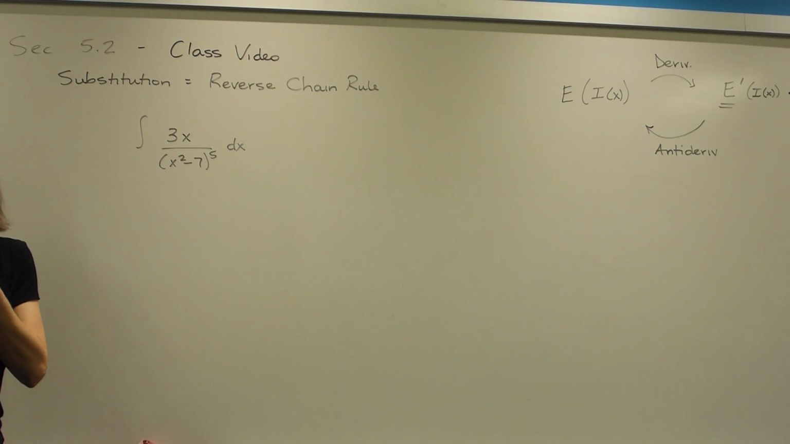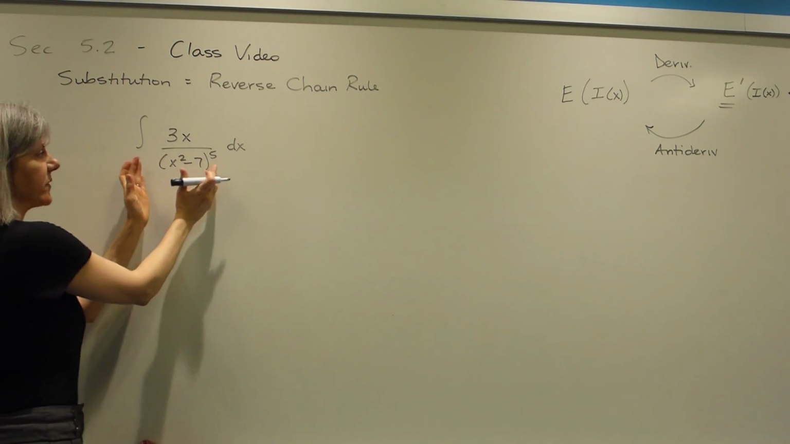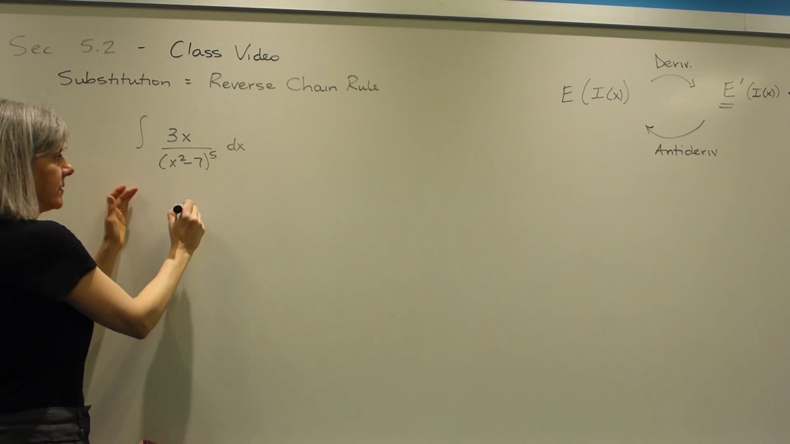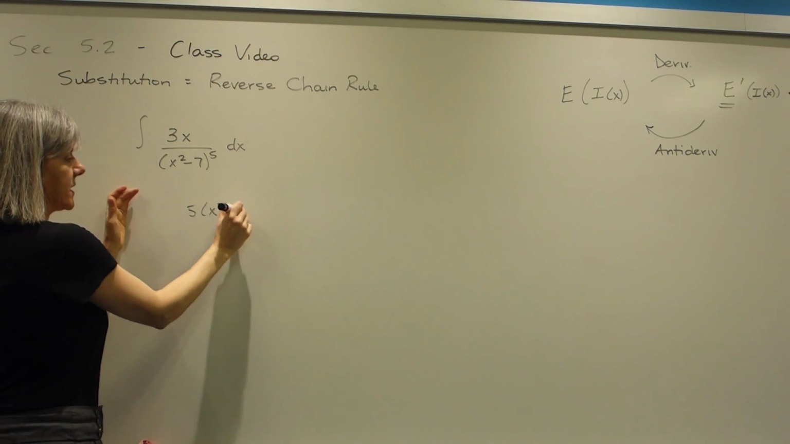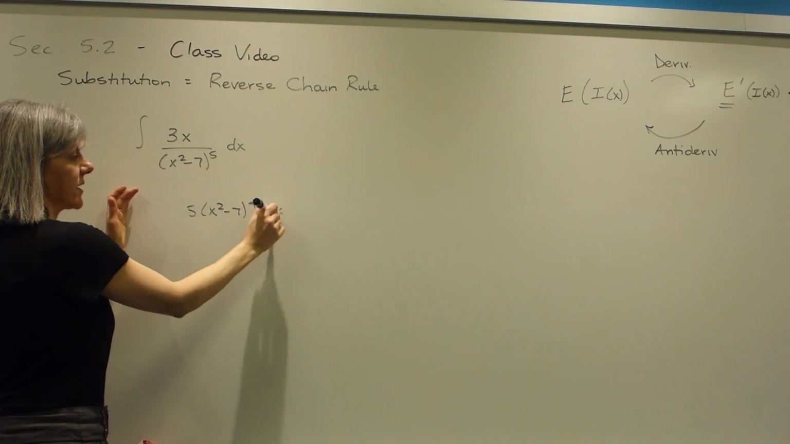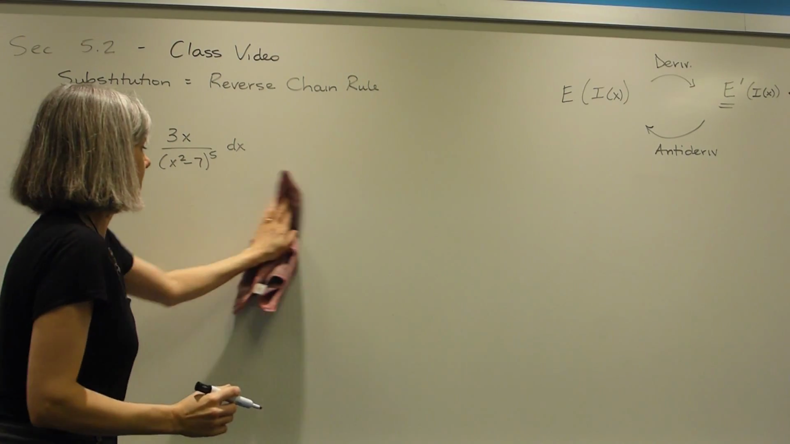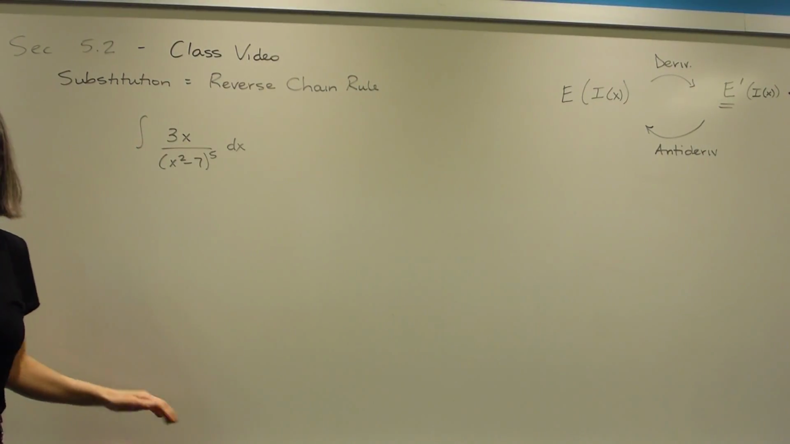Is it a basic? No. It's not an exponential. Is it a ln or a power? What is the derivative of the entire denominator? 5x squared minus 7 to the 4 times 2x, right, chain rule? Is that whole thing in the numerator? No. So that tells you that this is not a ln, it's in fact a power.